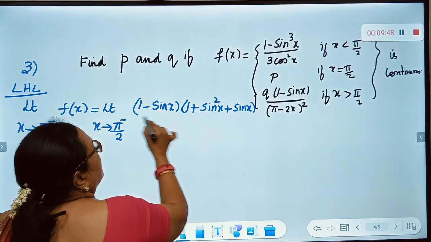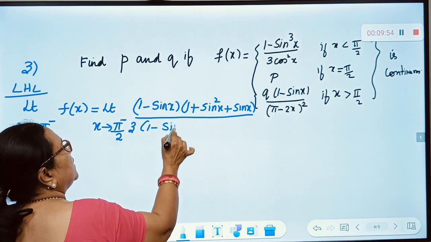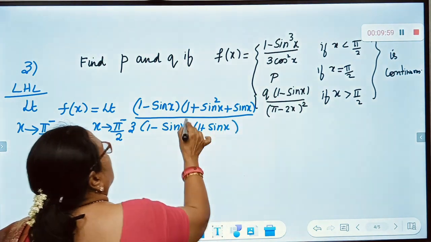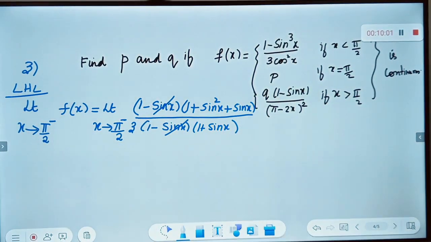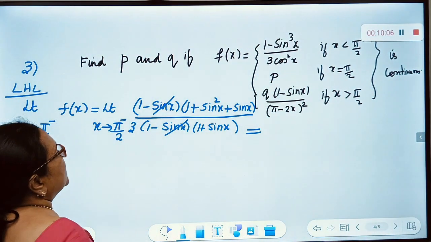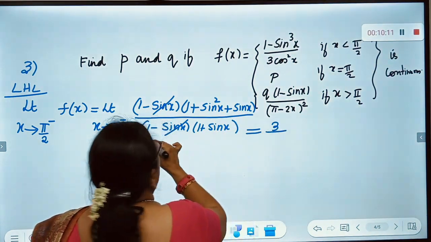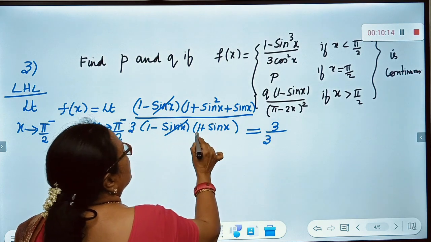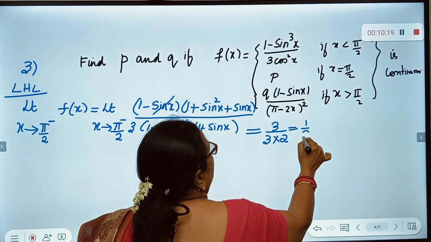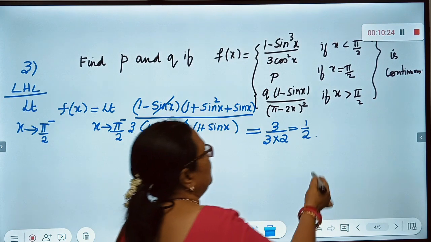Denominator will be 3 into 1 minus sin x into 1 plus sin x. Now 1 minus sin x gets cancelled. So this is simplified to, as x tends to pi by 2, the numerator becomes 3, the denominator already there is 3, and this will become 2. So this is half. Okay, so we can say actually p is half.